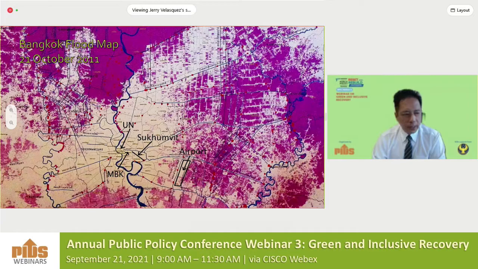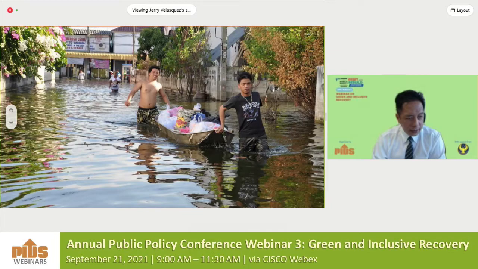This is an example of that place. After the floods, this is what happened. You can see they're actually using boats. What happened here is that this area used to be paddy fields, but because industrial parks were nearby and generated jobs, it was converted into housing estates. The industrial parks have 3-meter flood walls. Most of the housing estates have none.